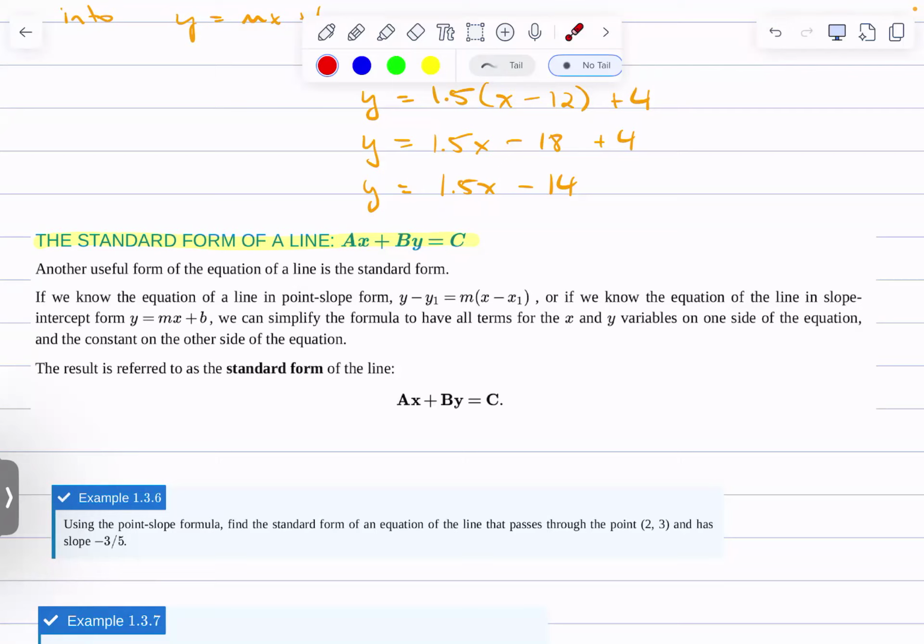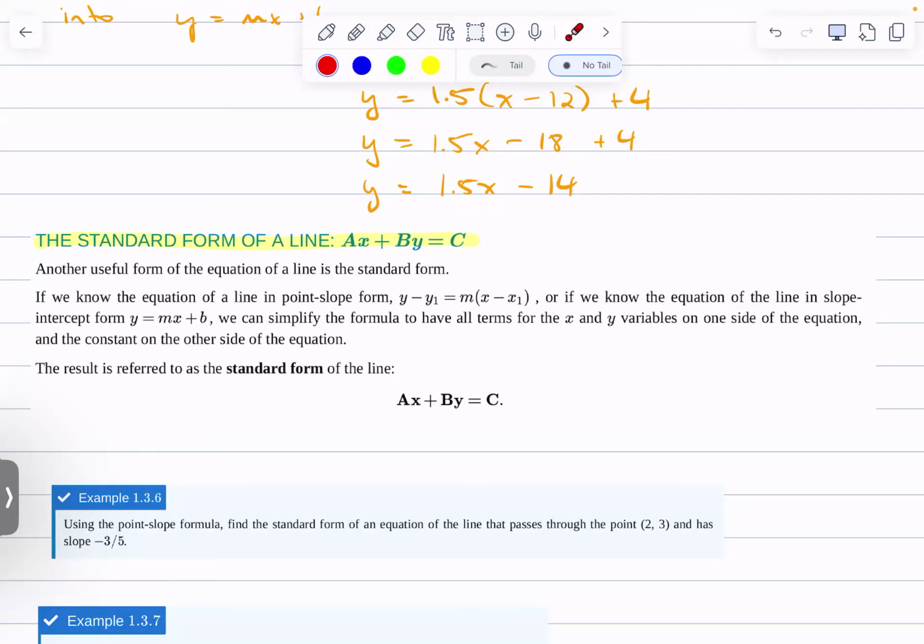Notice that I don't have m. I don't have a lowercase b, I have a capital B, which is different. These A, B, C's are coefficients, but they don't match to the slope or the intercept. That's okay. What have we done?